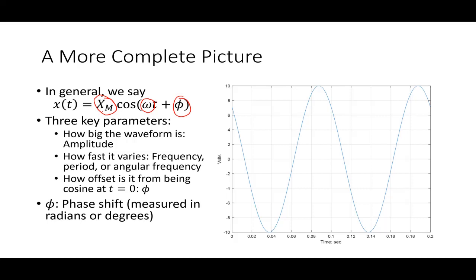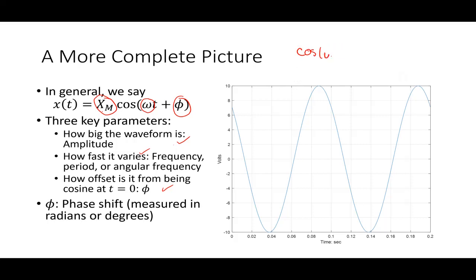So what they tell us: the amplitude basically tells us how big the waveform is. Okay? The frequency, period or angular frequency, all of which are related to omega, tells us how fast the waveform varies. And phi is basically some sort of an offset, which tells us how far off we are from being truly just cosine omega t.